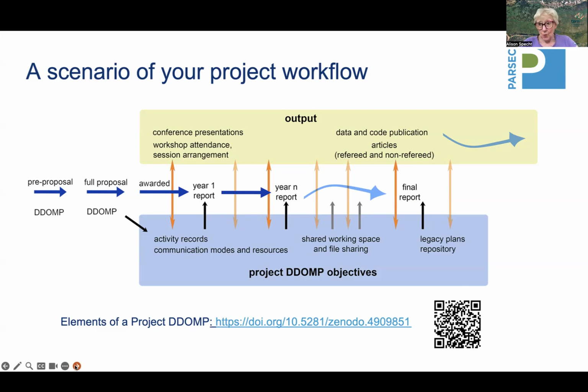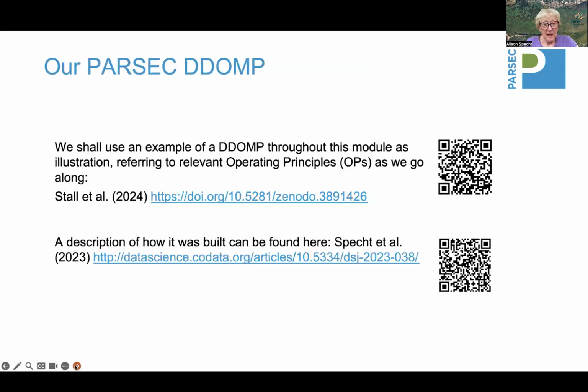Of course, the thing that really matters to researchers and to the Belmont Forum is what you produce from your work: your output, your conference presentations, papers, data and code publication, etc. In all of those circumstances, you will be supported by your DDOMP, and a link to the elements of the DDOMP is included below and will appear in every module. So do have a look at that.